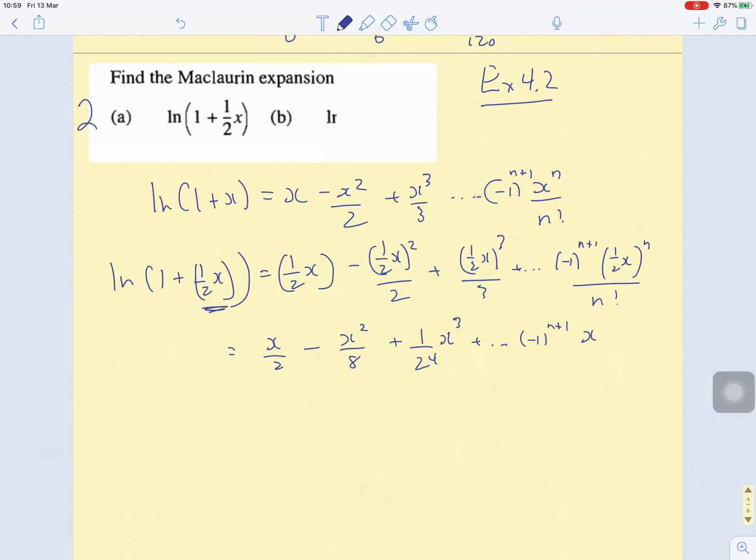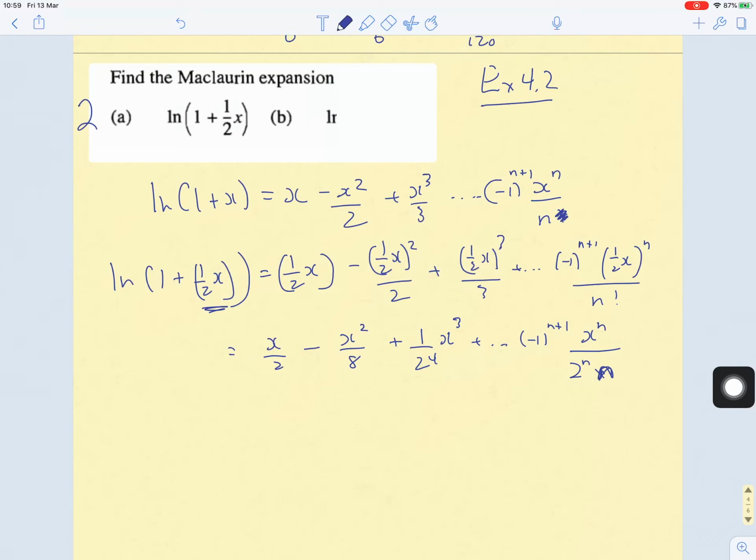And then the general term is minus 1 to the n plus 1. You've got an x to the n up here, and on the bottom it's 2 to the power of n times, I put n factorial, that's a mistake really, it's just divided by n. So we can take that factorial off here, right? So no factorial here, just an n there.